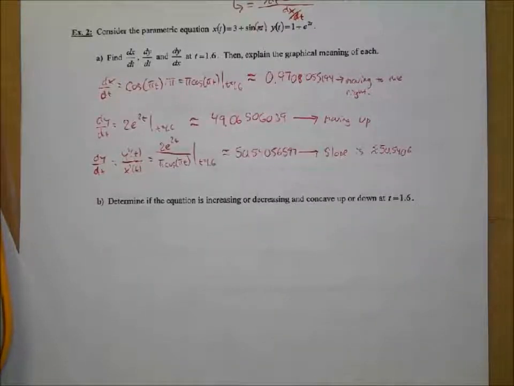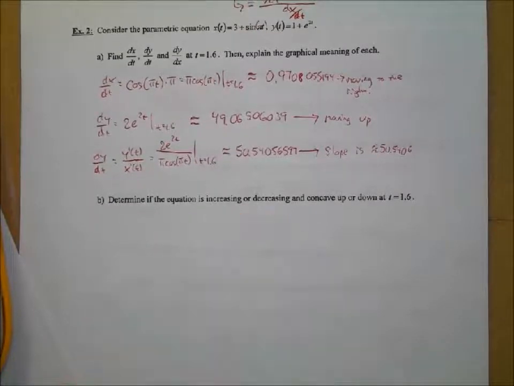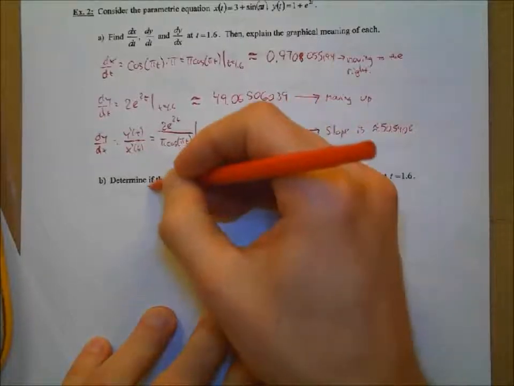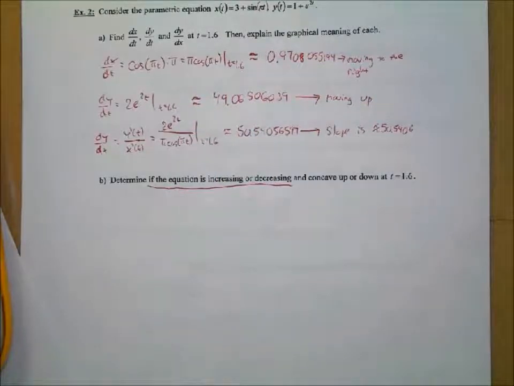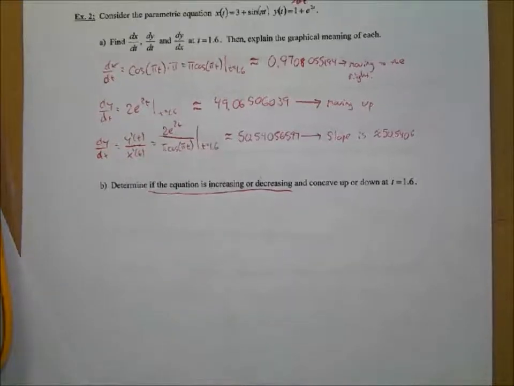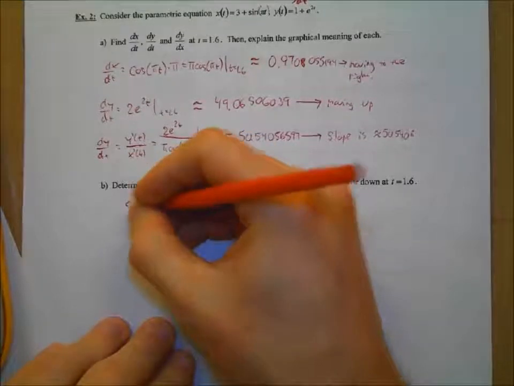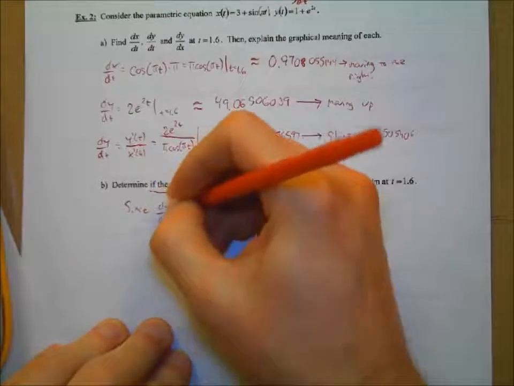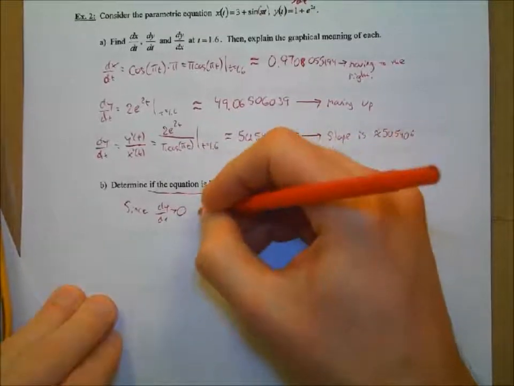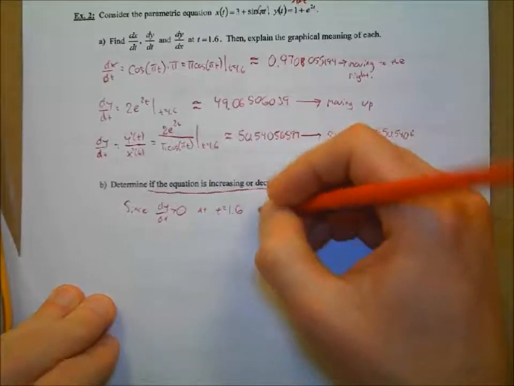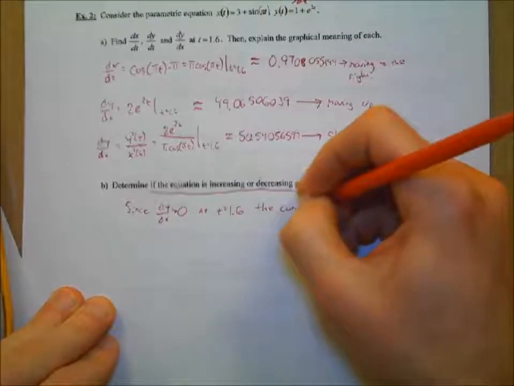So now let's take a look here. Determine if the equation is increasing or decreasing, and then concave up or down at t equals 1.6. Well, we can already answer one of these questions. The equation is going to be what at time t equals 1.6? Increasing or decreasing? Increasing, and that's because dy dx is greater than 0, or the slope is positive there. Exactly right. So since dy dx is greater than 0 at t equals 1.6, the curve is increasing.